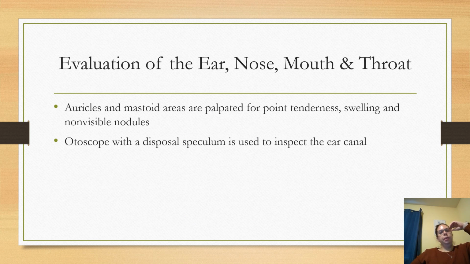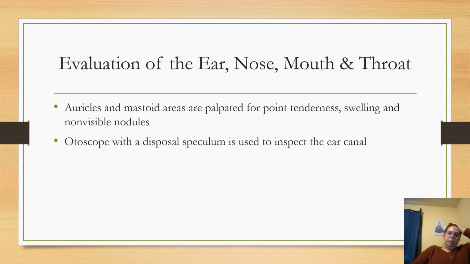So evaluation of ear, nose, mouth, and throat, the auricles and mastoid areas. So here, I don't know if you can see, here and then here, are palpated for point tenderness, swelling, and non-visible nodules. There are lymph nodes that are right behind the ears as well.